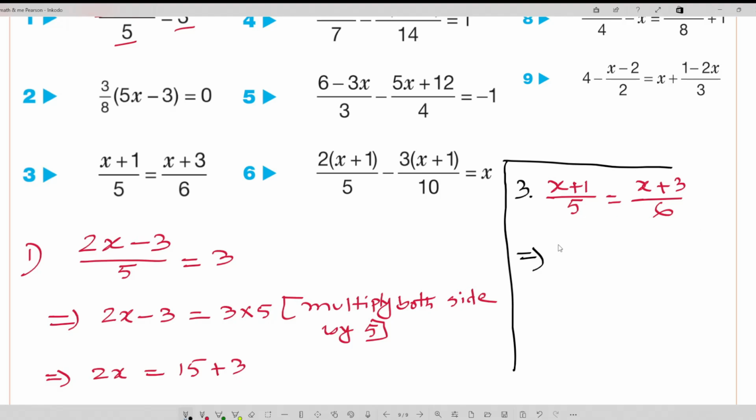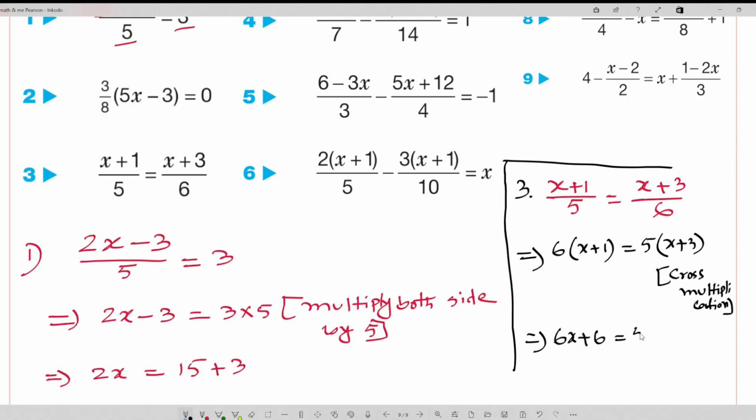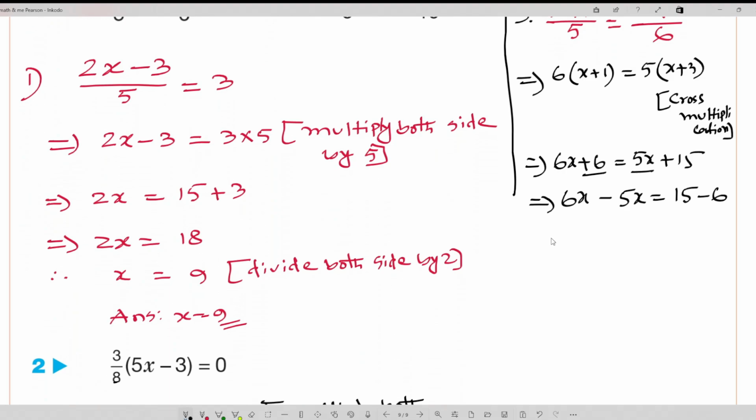So in this case 6 times (x plus 1) and 5 times (x plus 3), and this one is cross multiplication. So here is 6x plus 6 and here is 5x plus 15, and this 6x and this 5x will become minus 5x, and here is 15 and plus 6 becomes minus 6, right? So our answer is x equals what? 15 minus 6 is 9, and this is our answer.